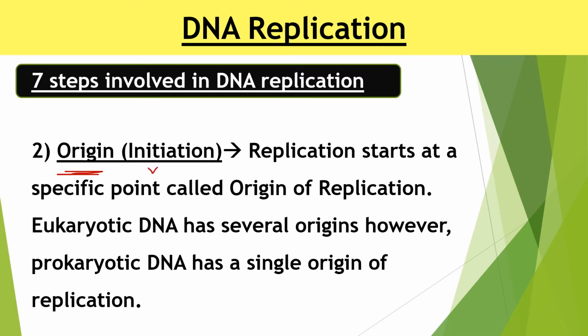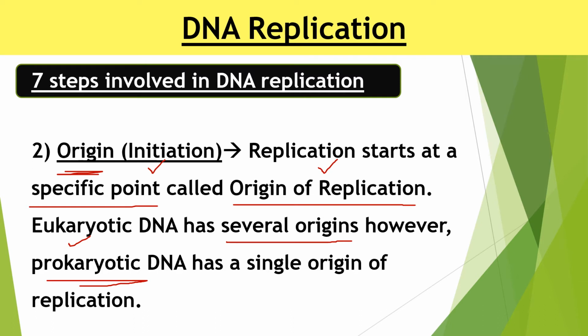That is where you start or you initiate the DNA replication. Now this is simply called the origin of replication. It's a specific point at which the DNA replication starts. In eukaryotes, we have several origins. So there will be many points at which DNA replication can begin. But in case of prokaryotes, there is only a single origin of replication. That means DNA replication will start only at one single point.